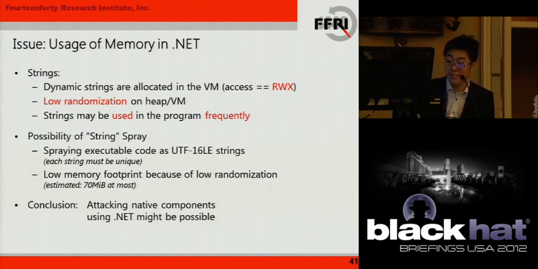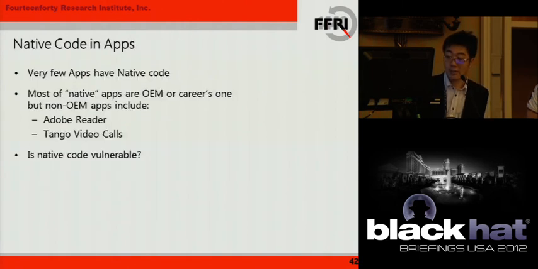The next one is native code in third-party applications. Unfortunately, or fortunately, there are very few apps using native code. According to a Japanese website, there were 48 applications using native code. Most of them were used by OEMs or carriers, but there are some non-OEM applications which include Adobe Reader and Tango video calls. So I wonder, is the native code vulnerable? Let's move on.